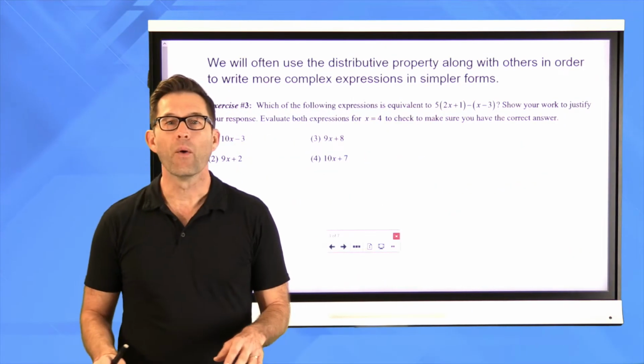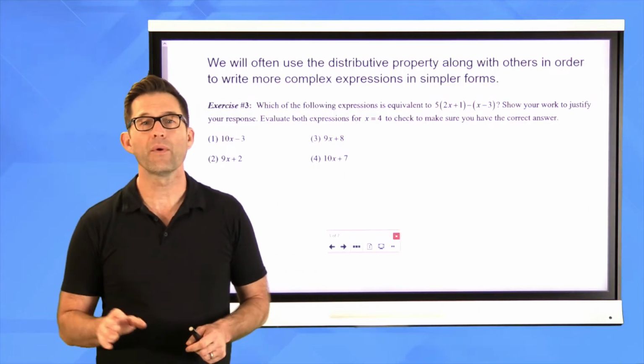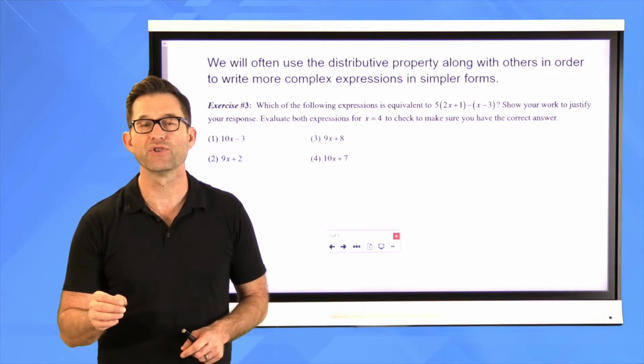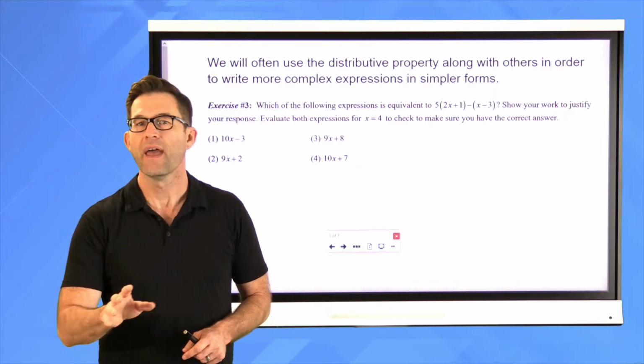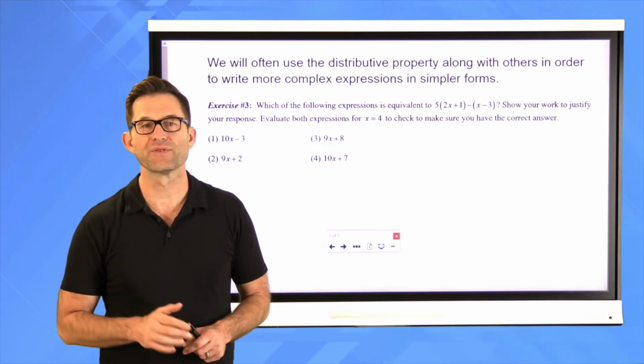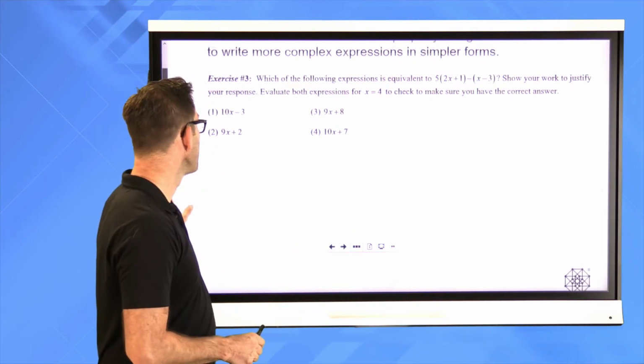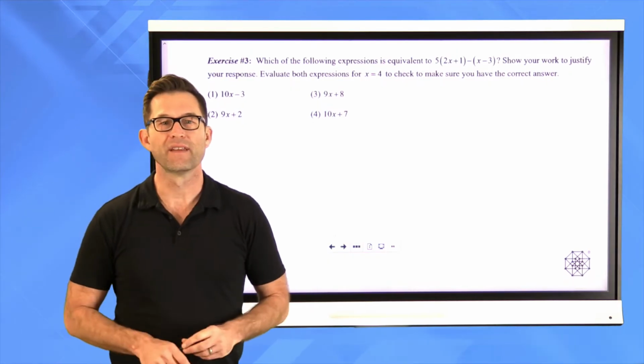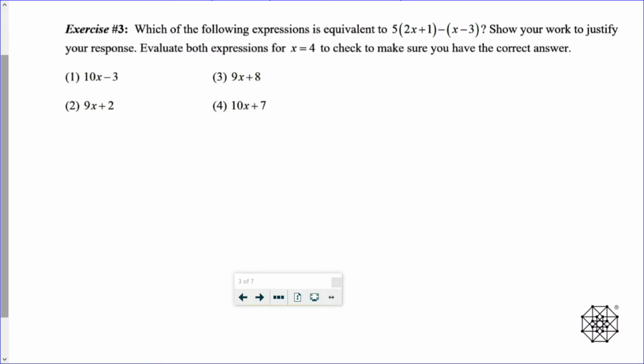All right. Now, we will often use the distributive property along with the others to write more complex expressions in simpler forms. And let's see a good example of that in exercise number 3. Let me just bring it to the top of the board. And now let's take a look at it. Which of the following expressions is equivalent to 5 times 2x plus 1 minus the quantity x minus 3? Show your work to justify your response. Evaluate both expressions for x equals 4 to check to make sure you have the correct answer.